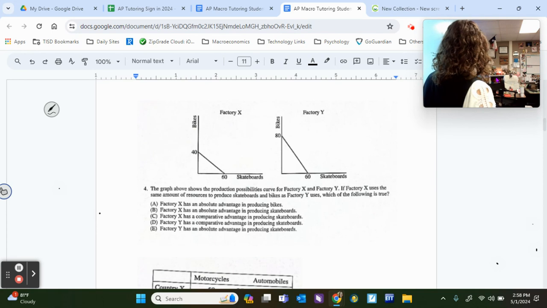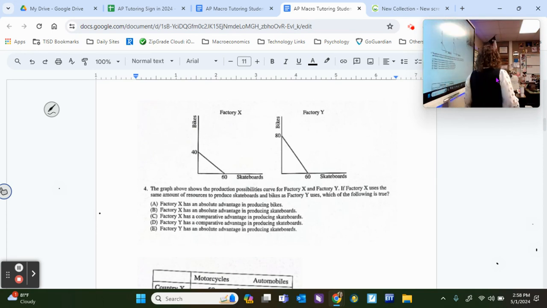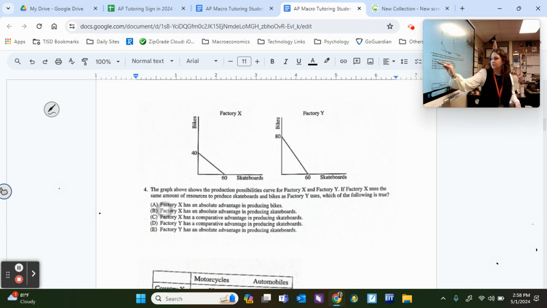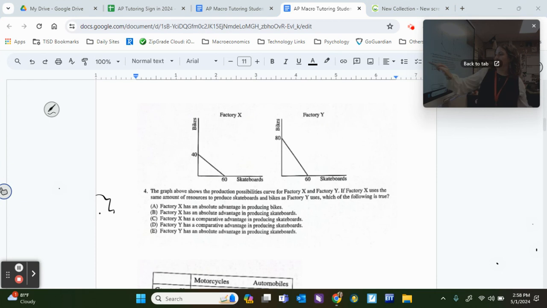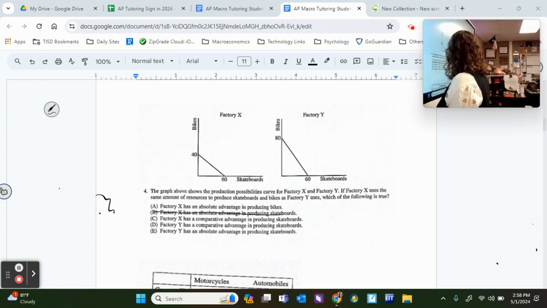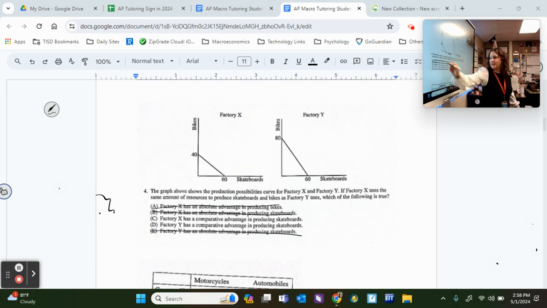For factory X and factory Y, they make equal amounts of skateboards. So no one has the absolute advantage in skateboards, because it's a tie. Saying that anyone has the absolute advantage in skateboards cannot possibly be right. It's a tie. So B is wrong. E is wrong. And back to A, factory X has absolute advantage in bikes. No, factory Y can make more bikes, not factory X. Remember, absolute advantage is just who is best. There's no math required.